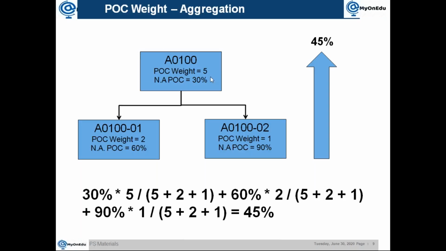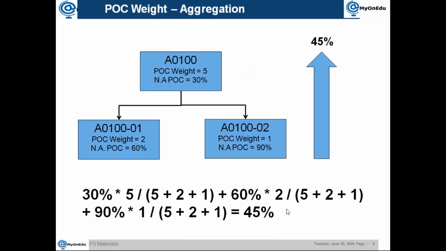So for example, to each WBS I give a POC weight: here it is 5, here I give it as 2, and here I give it as 1. So how the calculation works is, it will multiply by the fraction of that one. For example, 30% into 5 by, it will add all the weights, 5 plus 2 plus 1, so it will be 5 by 8, plus 60% into 2 by 8, then 90% into 1 by 8. If you calculate all those things, you will arrive at a value of 45%. Okay, so this is what the system is doing for aggregation.